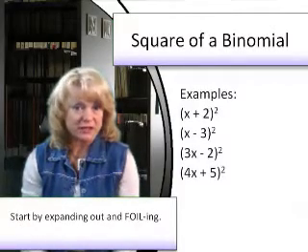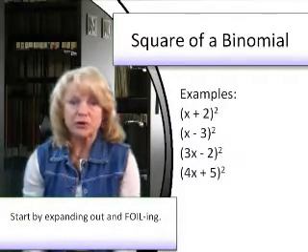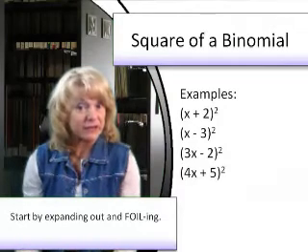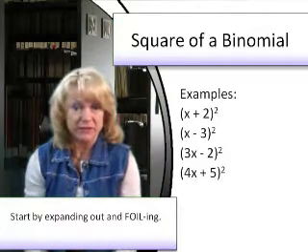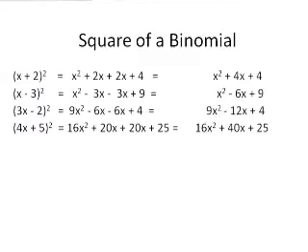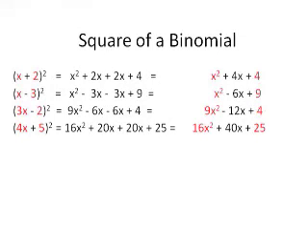Until we know the shortcut to multiplying these, we will expand it out and FOIL as we discussed in the last section. Let's begin by analyzing the final products of these 4 examples. The first term and the last term of the products are perfect squares. They are the squares of the first term in the binomial and of the last term.